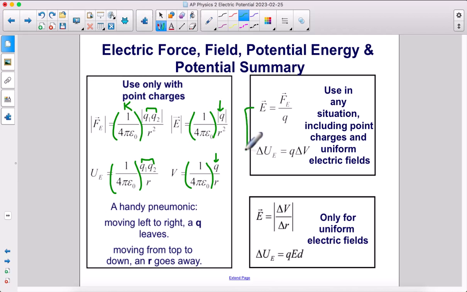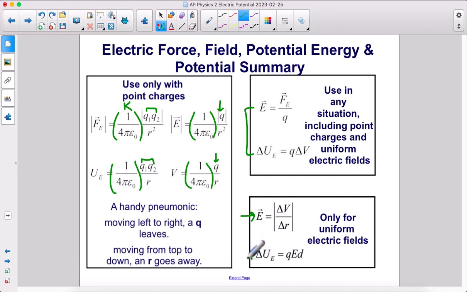Here we have 2 equations that can be used anytime, in any situation. Electric field is always equal to force per charge, and change in potential energy is always equal to the charge times the change in voltage. Here is our uniform electric field equation that shows that the electric field in a parallel plate capacitor is going to be equal to the voltage difference divided by the distance between the plates.